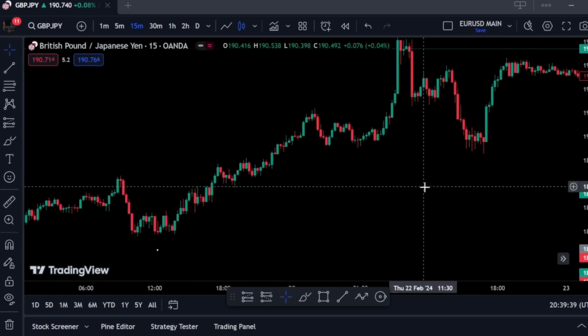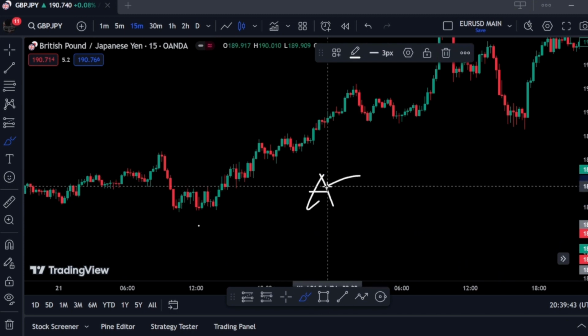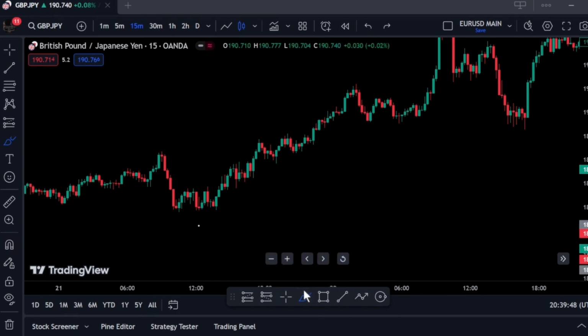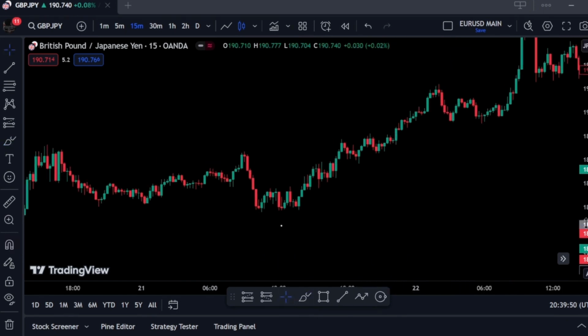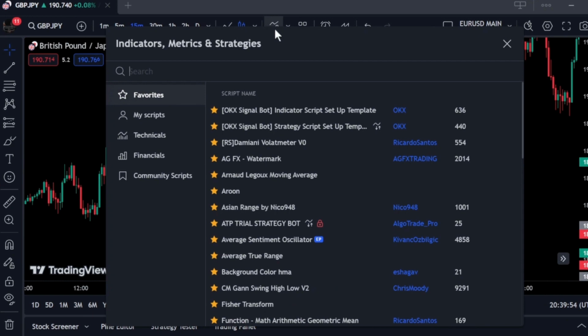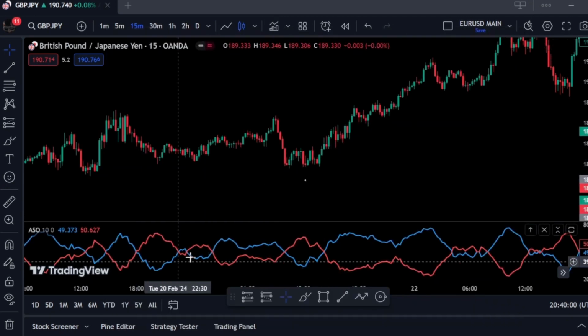First off, we're going to be looking at the average sentiment oscillator indicator. This indicator does not give signals based on sentiment, but by complex calculations which it uses to give signals. To add the indicator, go ahead and click on the Indicators tab on TradingView, and then type ASO, click on the first one by Bilgic. This is one of the most efficient and accurate buy-sell indicators.